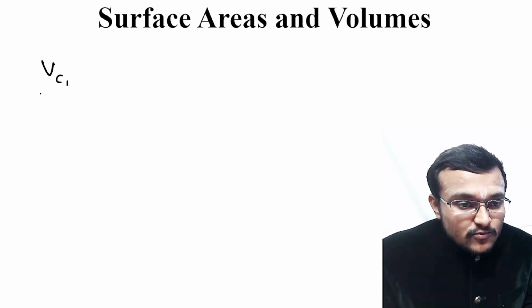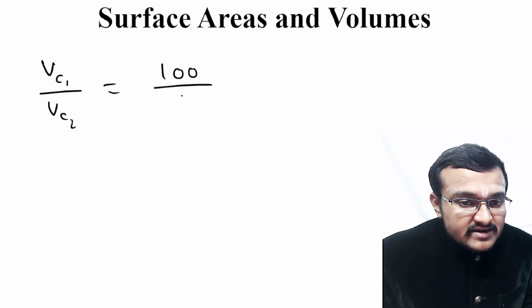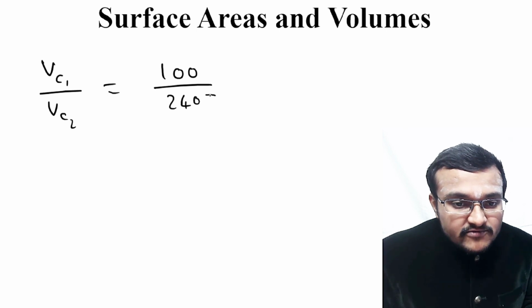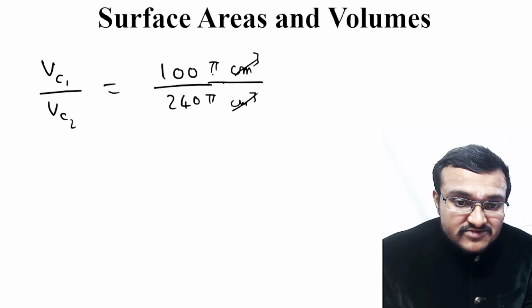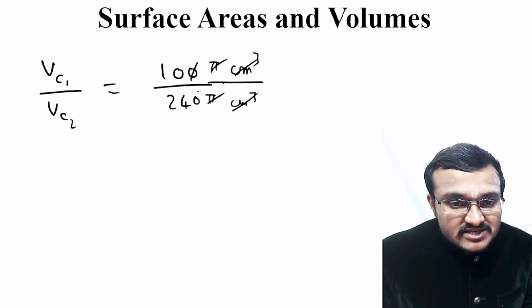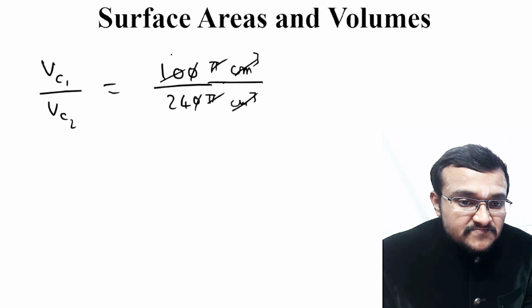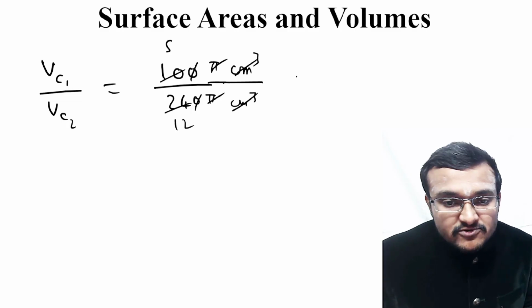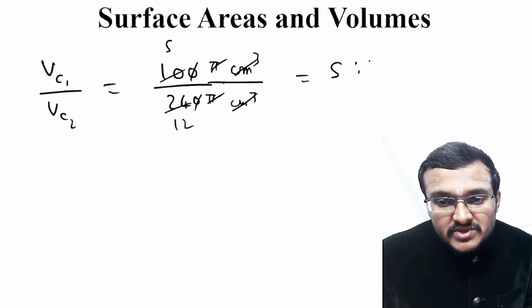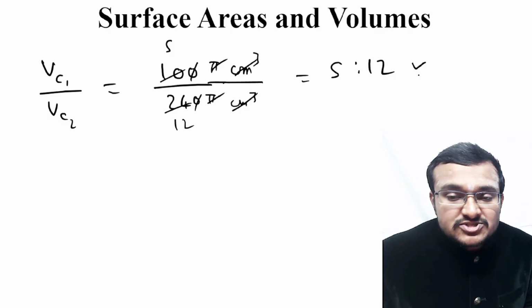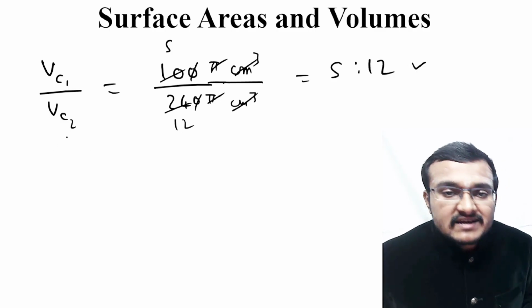So volume 1 divided by volume 2 is equal to, in the first case we have got 100, in the second case we have got 240 pi centimeter cube. So here centimeter cube gets cancelled, pi and pi also get cancelled, so 0 and 0 get cancelled. So 2 5s are 10, 2 12s are 24. So 5 is to 12. So the ratio is 5 is to 12.